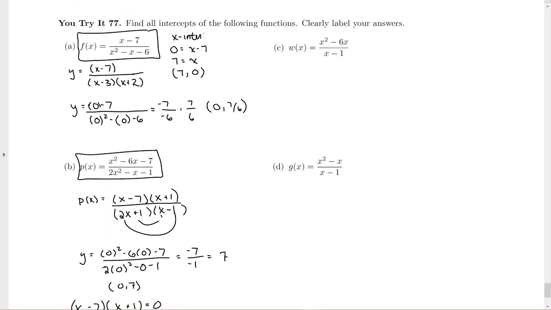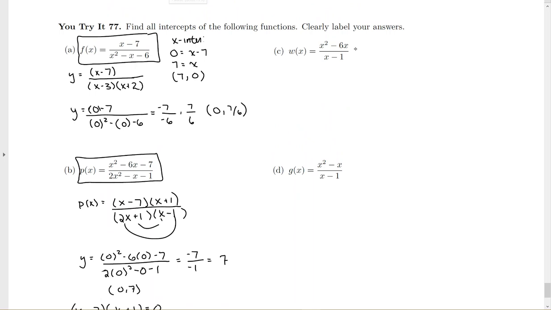Let's go back up to C here. Factor, see if we can cancel. So out of the numerator, I can factor out an x. Out of the denominator, nothing factors. And once again, there's nothing that cancels, which means I can use my original problem here to find my intercepts.